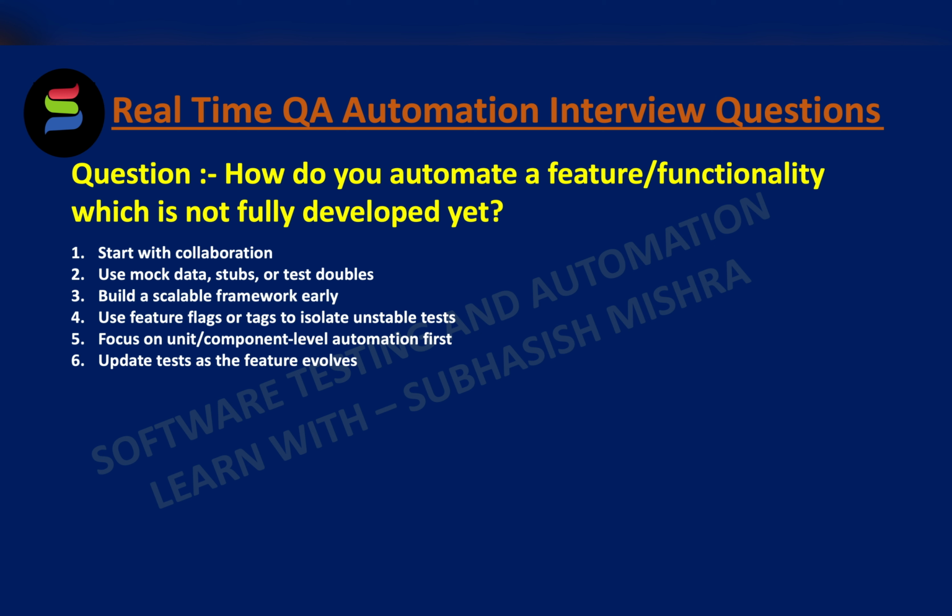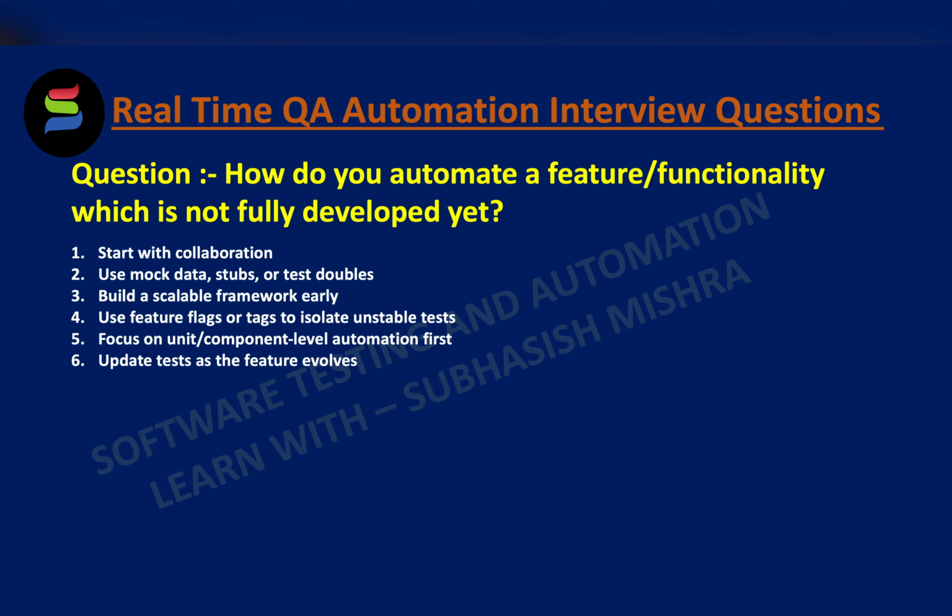Second thing is use mock data, stubs or test doubles. If the backend or service is not ready, I will use mocks or stubs to simulate API responses or behavior. This allows me to build the automation framework and write test cases based on expected responses. So I am not blocked.